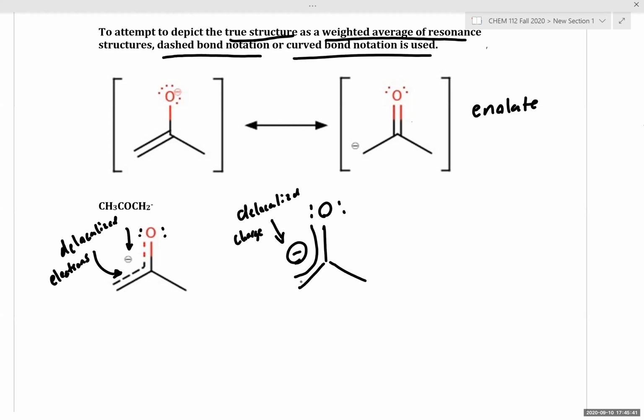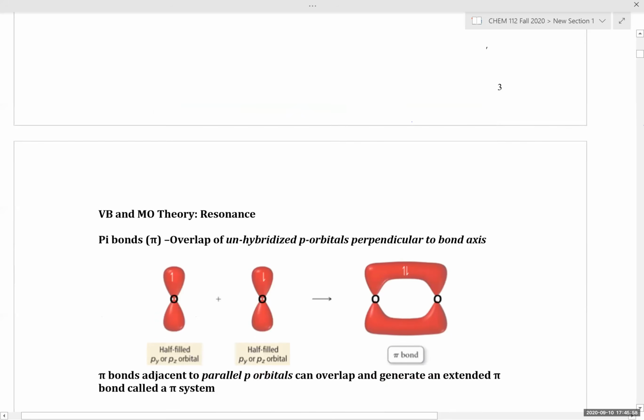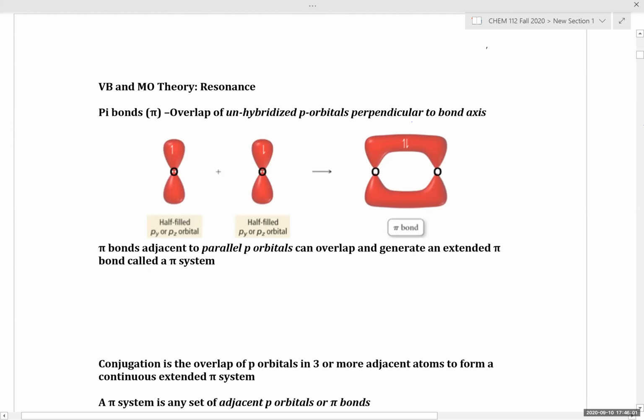And this is really starting to show how, and starting to describe how, our electron density is distributed as a result of resonance. So let's unpack a little bit how resonance actually functions. Let's go back to our idea of pi bonds for a moment. Pi bonds are the overlap of unhybridized p orbitals perpendicular to the bond axis. So pi bonds adjacent to parallel p orbitals can overlap and generate an extended pi bond called a pi system.